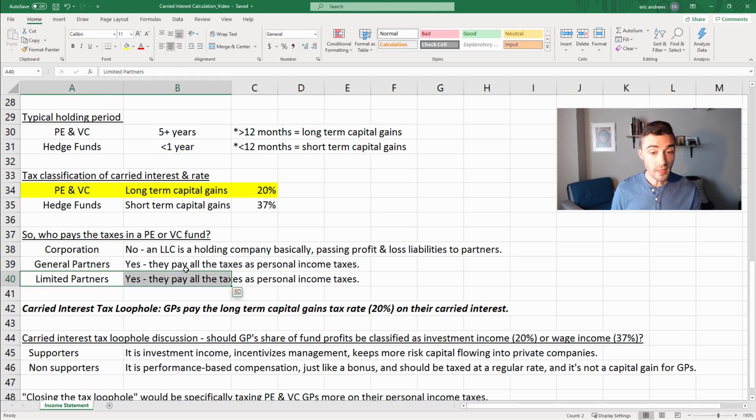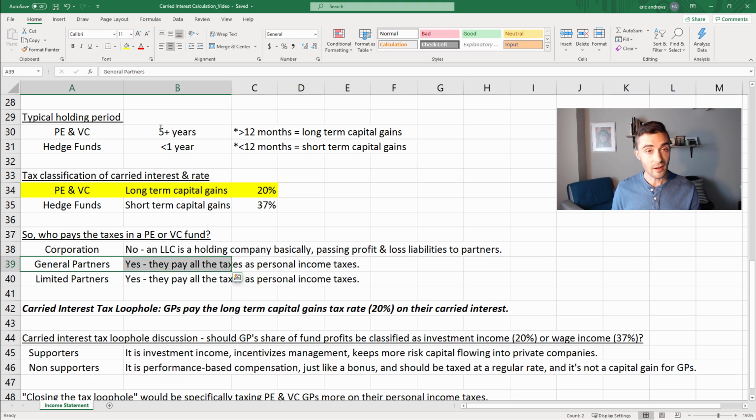So the limited partners put their own money in, and it's invested for 5 to 10 years, and then they get their own money out, and it's legitimately a long-term capital gain because they held the investments for a very long time. And so these people paying 20% makes sense. It's the same tax rates that a regular person would pay.